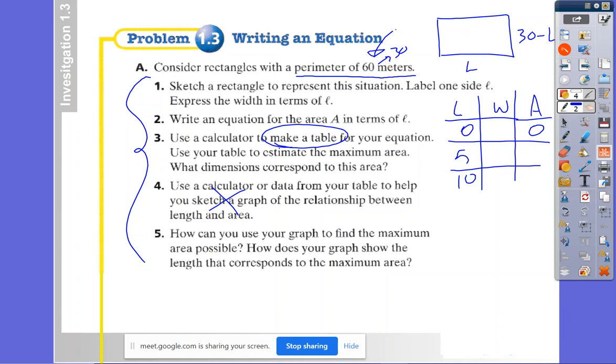Which means my equation is area equals L times 30 minus L. I'm going to use that equation to figure out the areas. If I have a length of 0, 30 minus 0 is 30, and 30 times 0 is 0. If I have a length of 5, 30 minus 5 is 25, and 5 times 25 is 125.